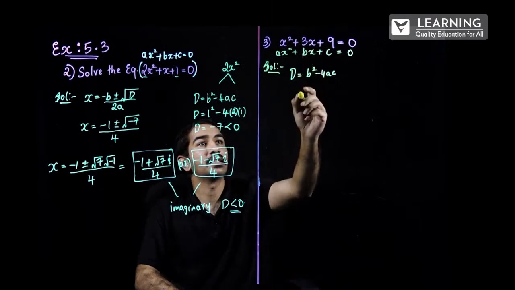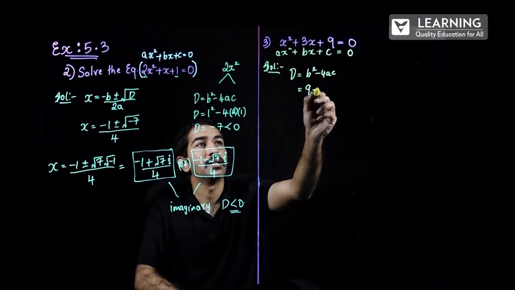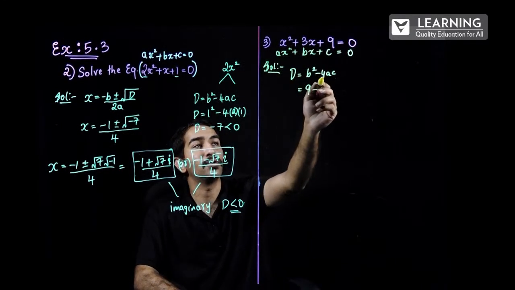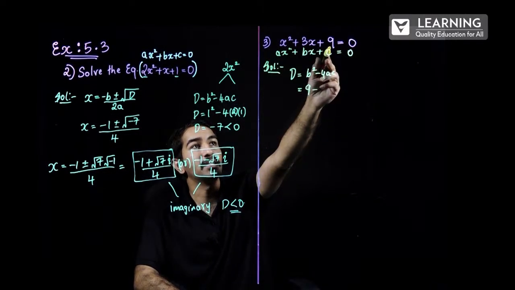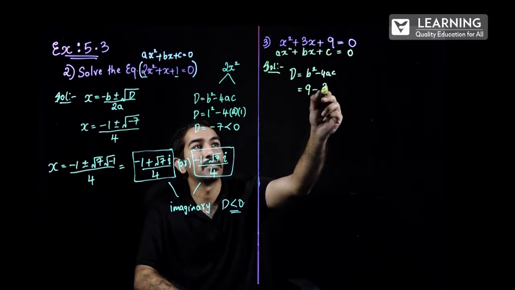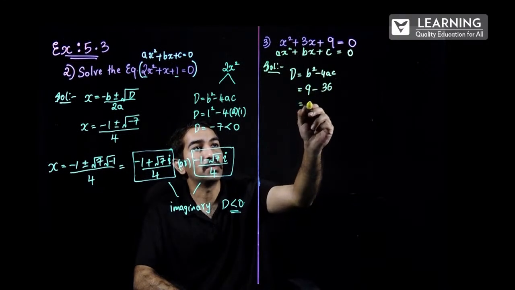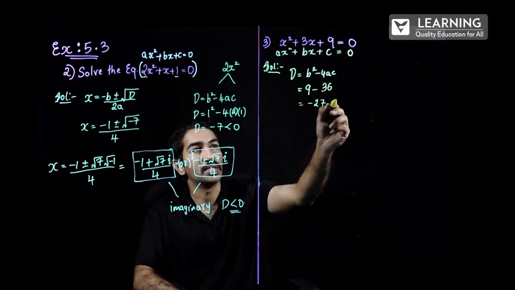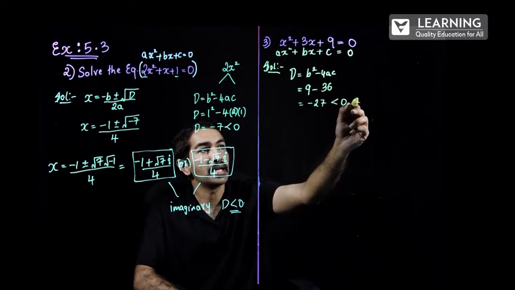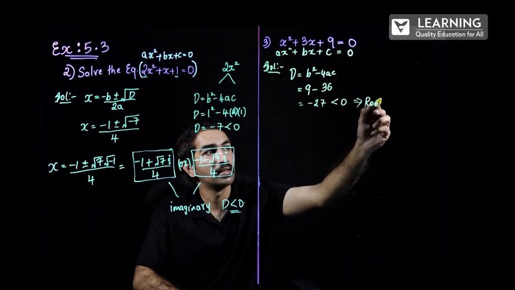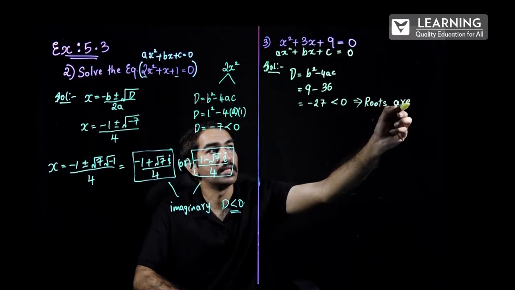So what is b here? 3 square, that is nothing but 9, minus 4 into 1, that is 4. 4 into c, c is nothing but 9. So 4 nines are 36. So 9 minus 36 will be equal to minus 27. So which is lesser than 0, which implies the roots are imaginary.